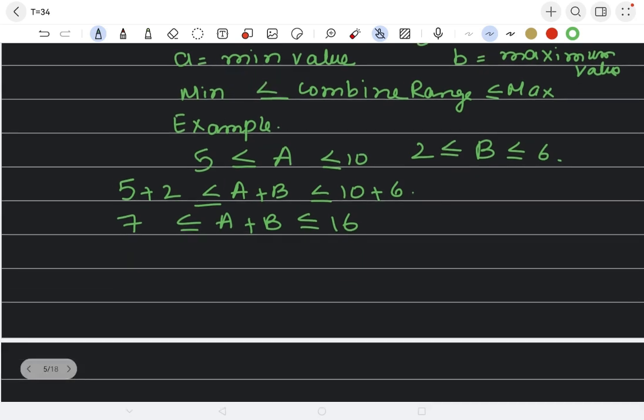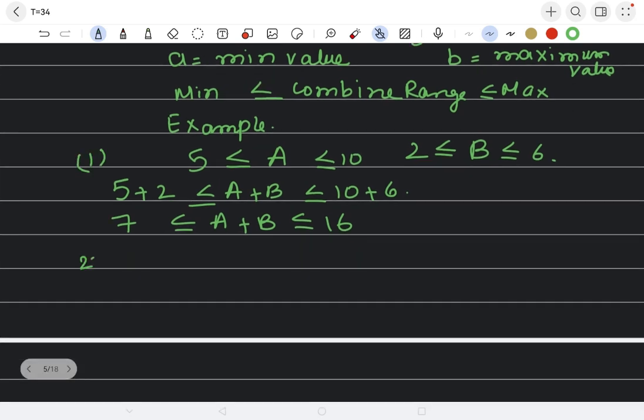Now I'm going towards product for the same values. If we deal with product, product means to multiply. Then it will be 5 twos are 10 and 10 sixes are 60. So minimum is 10 and maximum is 60. And if we talk about A minus B, then we have another option as well. 5 minus 2 is 3, but if we subtract 5 minus 6, we will get minus 1. So minus 1 is the minimum.